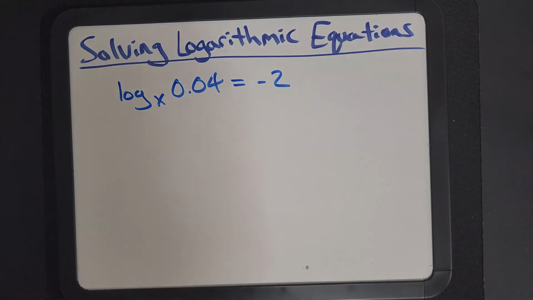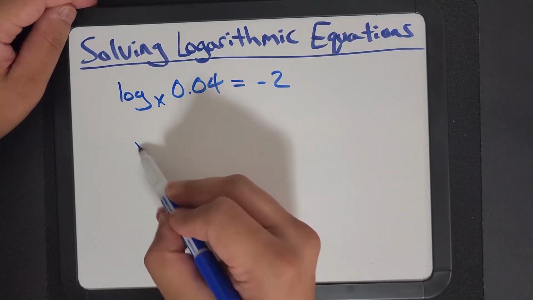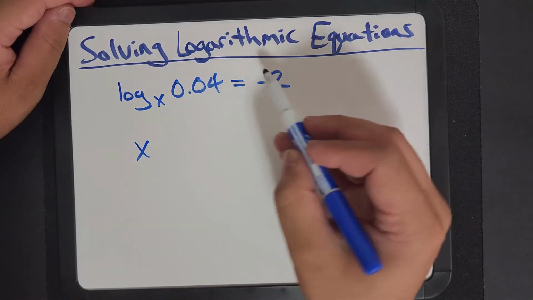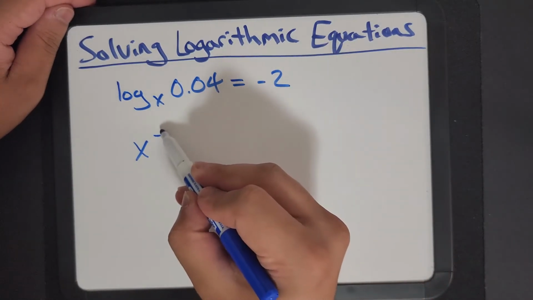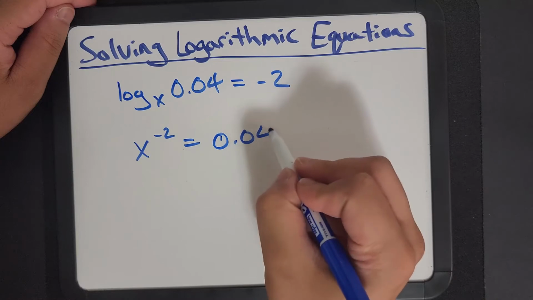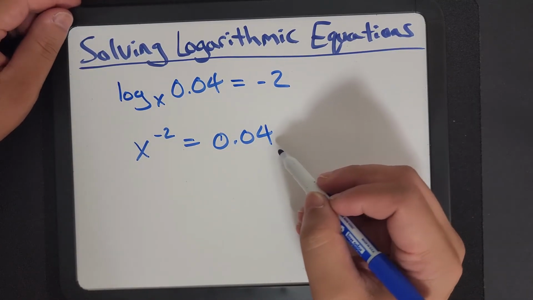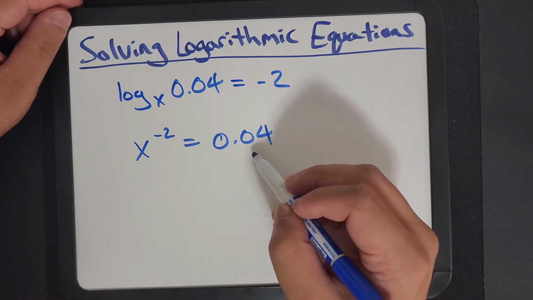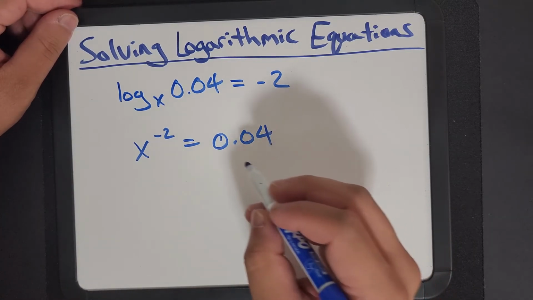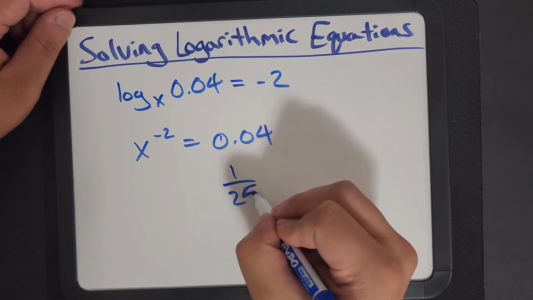So let's rewrite this in the way that we know. We know that the base to the power of this is equal to that. And so what is that going to give us? One thing to identify here is that 0.04 is actually 1 over 25.